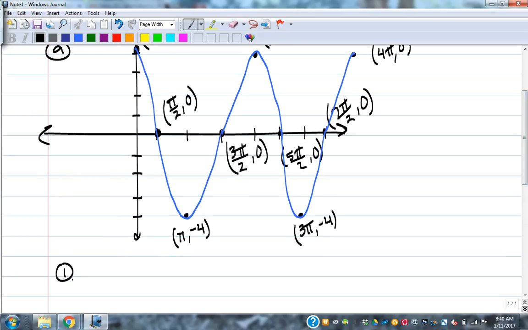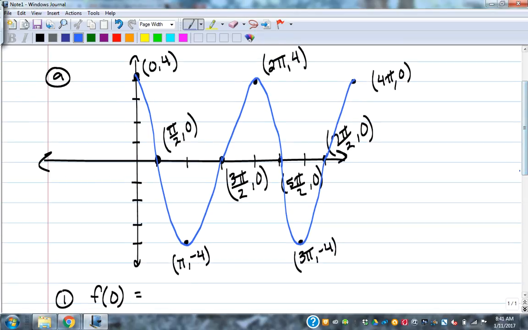The first thing that we're going to find is what is f of 0. What does that mean? What does this 0 represent? X. Okay, so it represents x, like f of x, f of 0. So what's the answer to that? When x is 0, what's y? 4. That comes from that ordered pair right there. Here's the x is 0. There's the y that goes with it, so it's 4. F of 0 would be equal to 4.